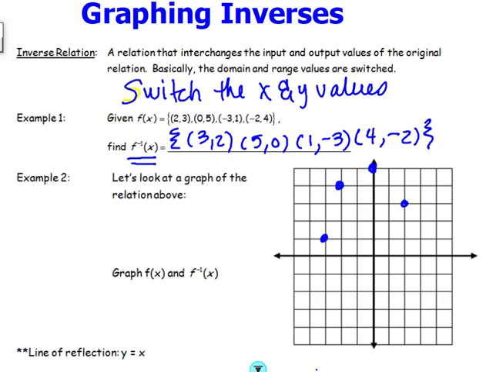Alright, I'm going to switch colors, and we're going to graph those inverses now. So we're going to graph (3, 2), (5, 0), (1, -3), and (4, -2). We're looking for a relationship. Well, I hope you notice that they're mirror images of each other, and that the line of reflection is the line y equals x. This is always true between a function or a relation and its inverse. The line of reflection is always going to be y equals x.